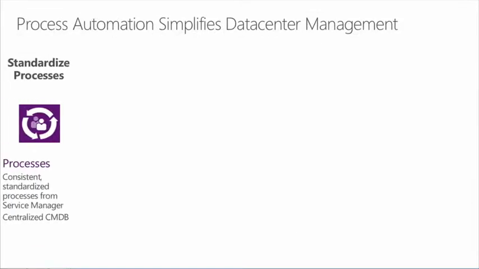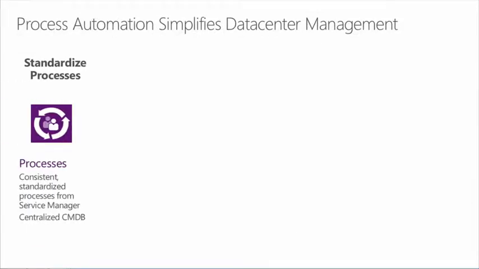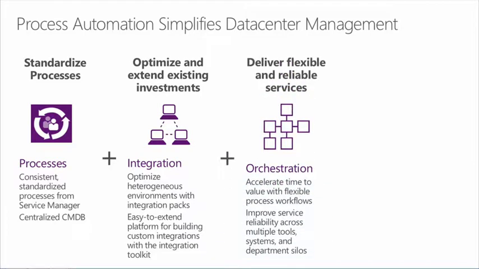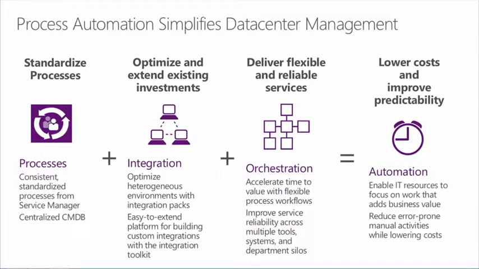So process automation is all about simplifying data center management. That's the primary thing that we want to do. We want to standardize those processes. We want to optimize and extend those existing investments. We want to deliver flexible and reliable services. And then we want to make sure we lower costs and improve predictability. It's all about knowing exactly what is going to be delivered, how it's going to be delivered, and when it's going to be delivered. Those processes are all sitting within the CMDB and within Service Manager.